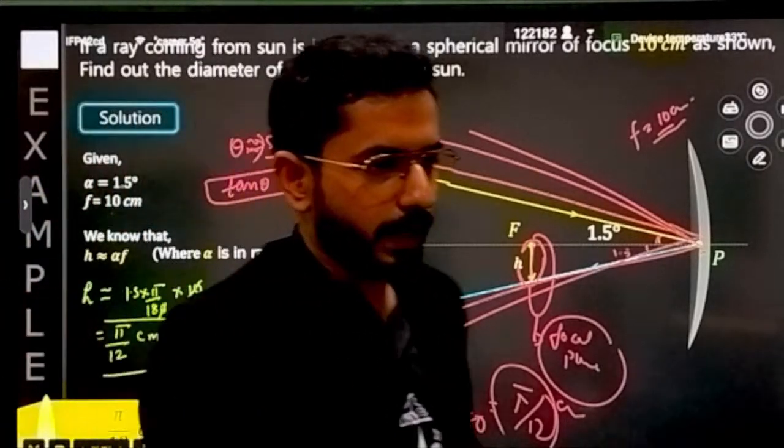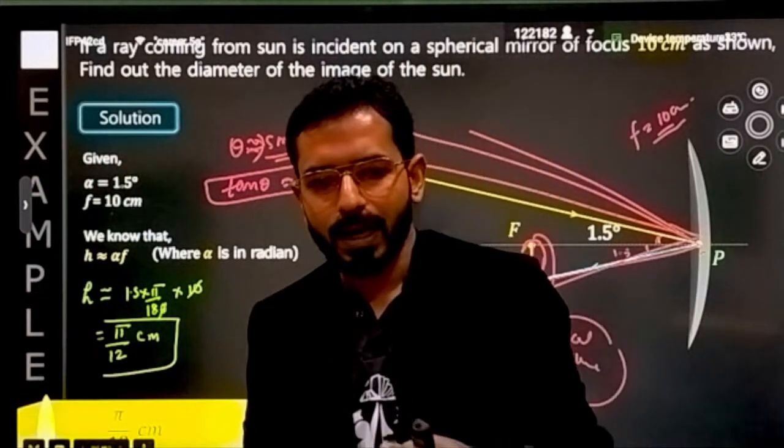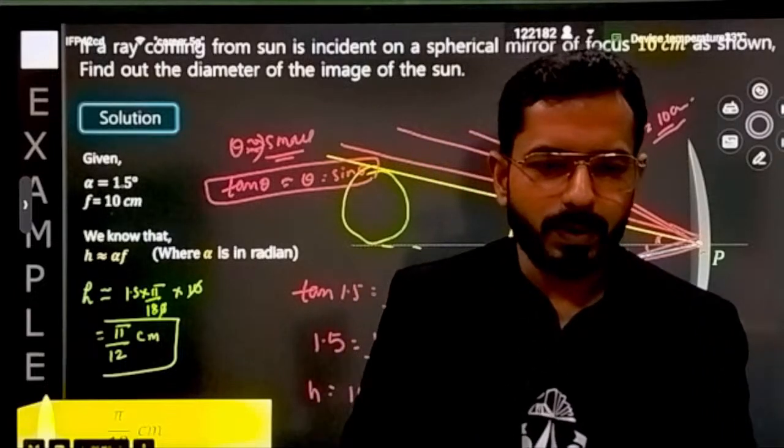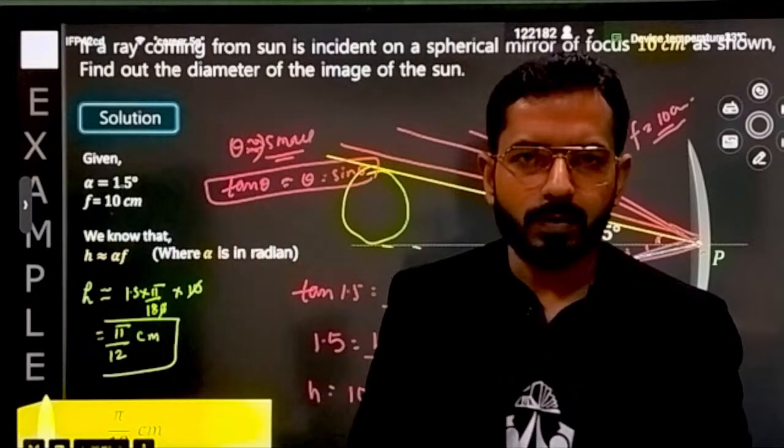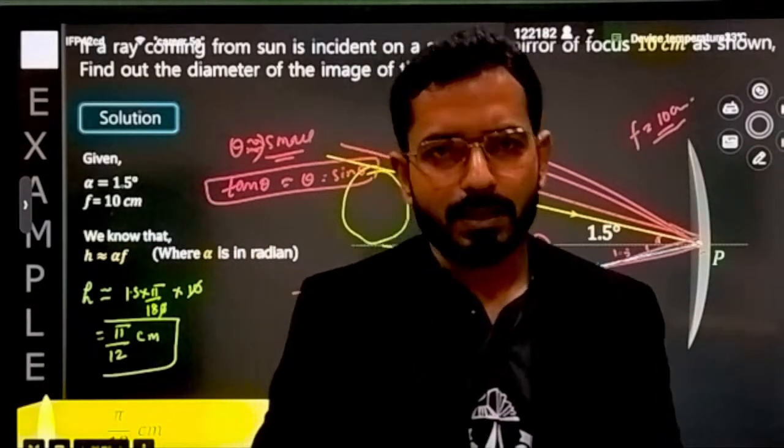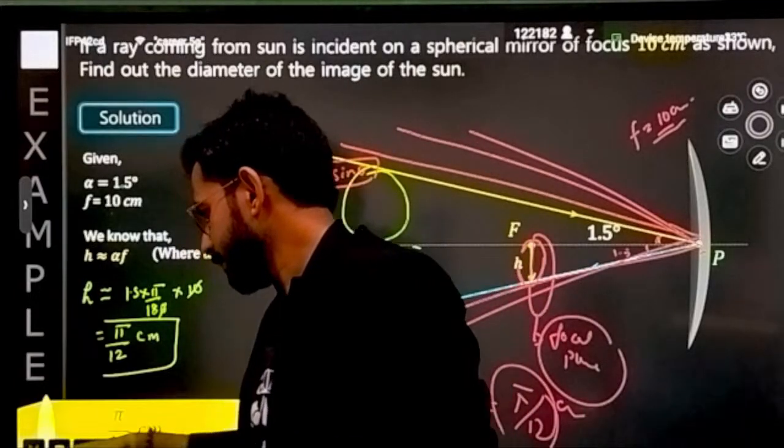Clear? This way you can solve all these kinds of sun questions. Majorly the questions will be coming like this: a sun is given, and what will be the angle, what will be the diameter. This kind of question is usually asked.